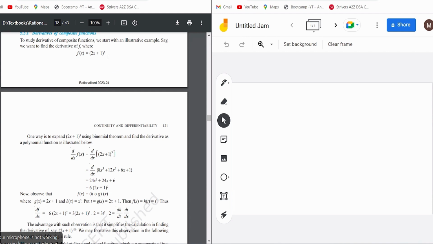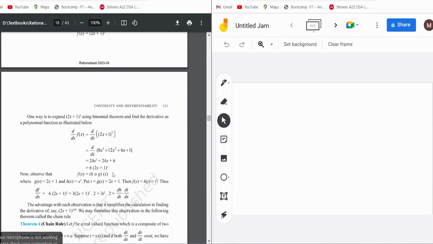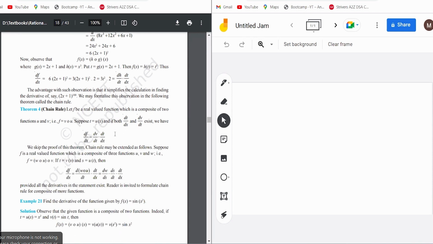We will be doing 3 times (2x plus 1) square. We have catered to the outer part, the cube part. Now the differentiation of 2x plus 1 would be 2. So it would simply be 6 times (2x plus 1) square. Simple. We need not open that, which is a very long method. We can just use a simple method: firstly differentiate the outer part, then come to the inside, nothing else. This is what we call the chain rule also.